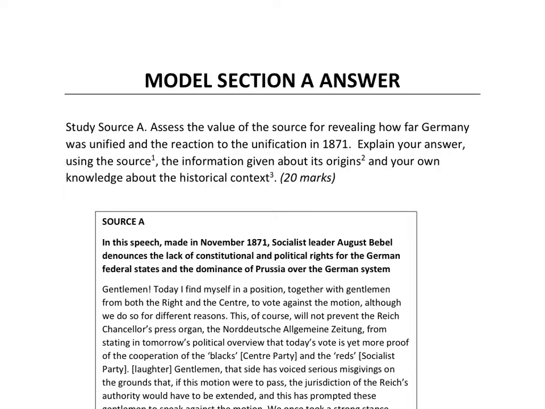The question that you did is on the first page there, so I'm not going to read through the actual source with you, but just to remind you of the question. It says, assess the value of the source for revealing how far Germany was unified and the reaction to the unification in 1871. So just a reminder to you that there are two main parts, two historical inquiries within that question. There's the first one, and the reaction to the unification is the second one.